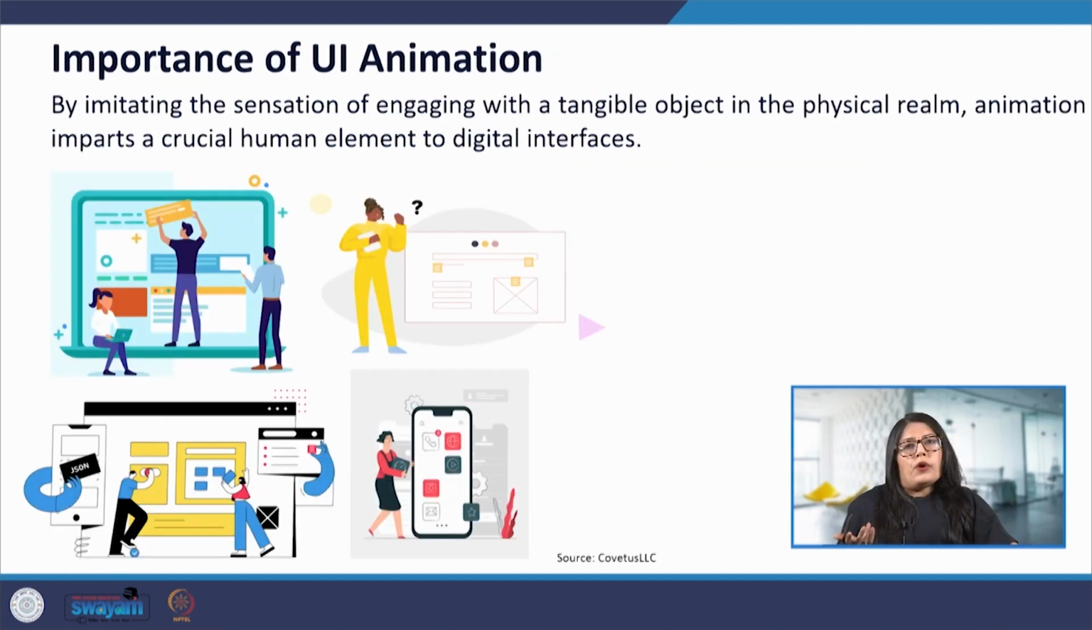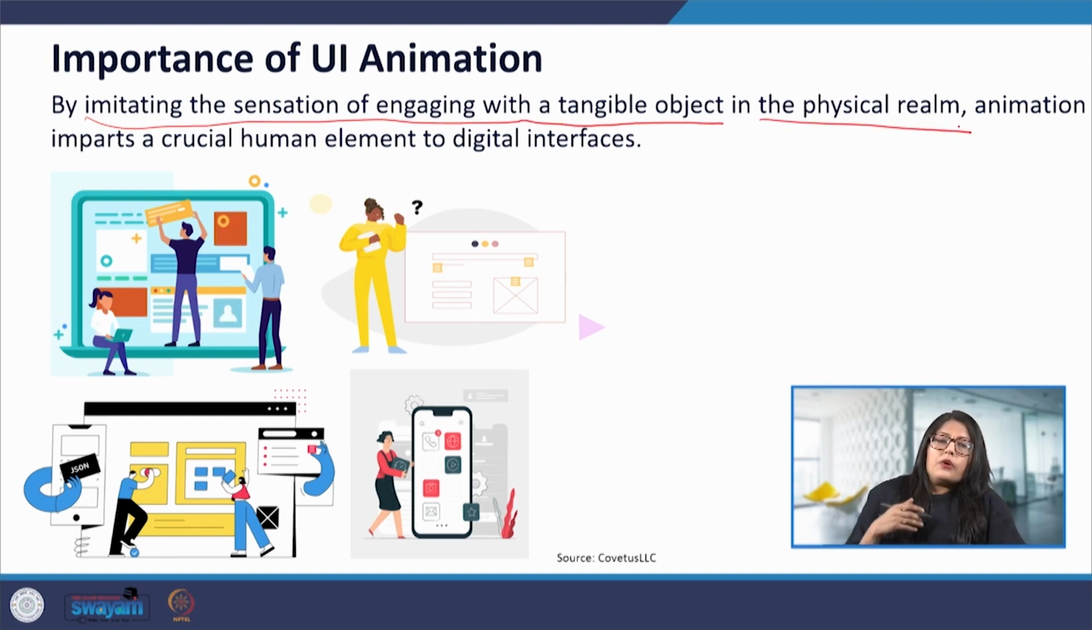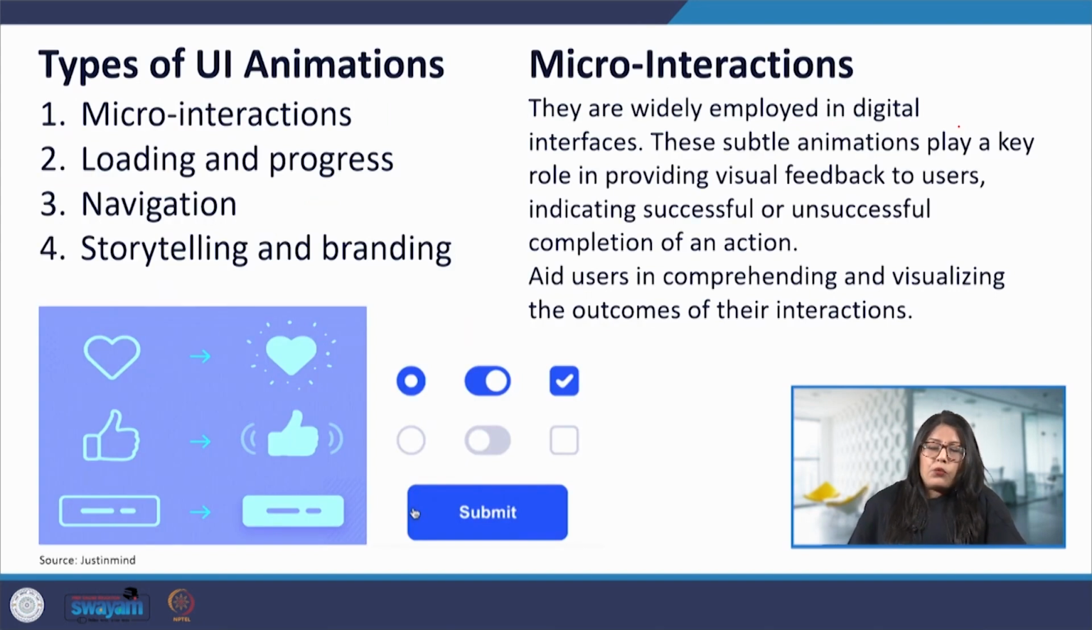So, UI animation, like we have seen earlier also, can create an immersive experience for the user. So, it imitates the sensation of engaging with a tangible object in the physical realm. And animation becomes very important for the user because they can connect better with the product, they feel more connected because now we are communicating the information better, we are also trying to connect them emotionally with the particular product through the help of the animation.